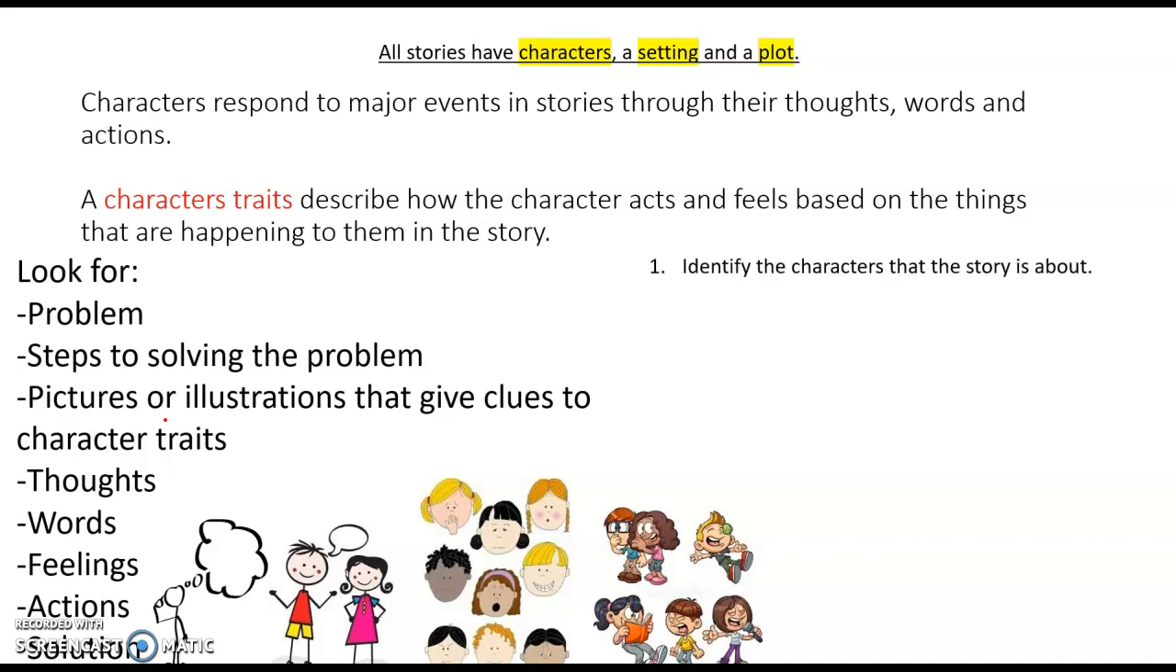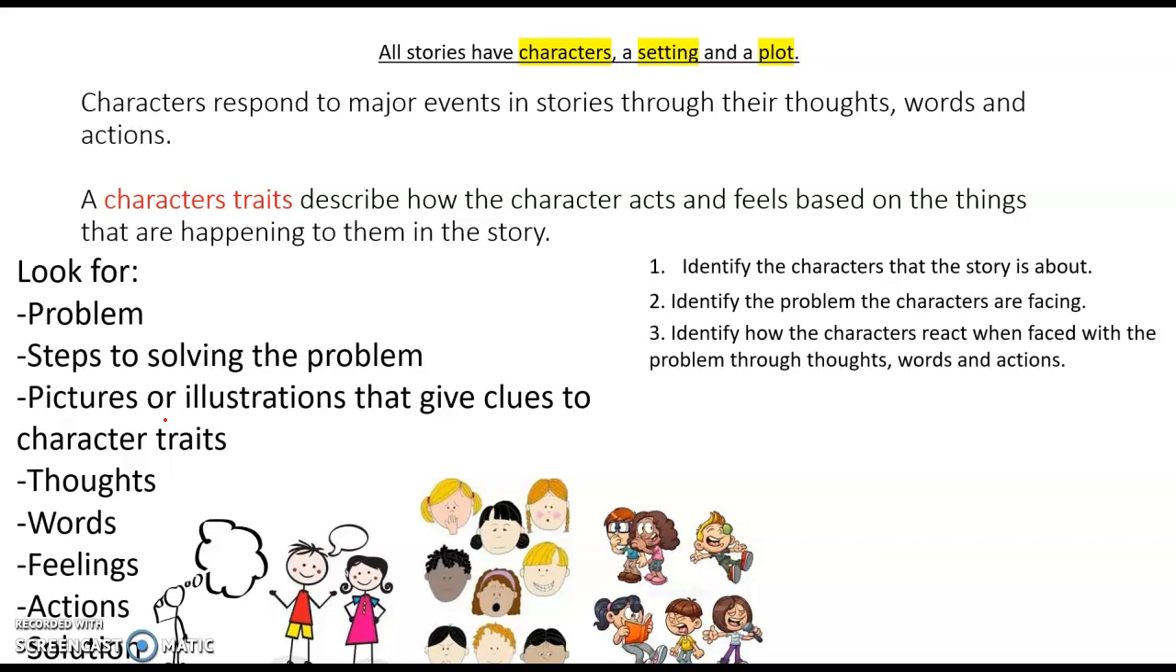So the first thing that we really need to do is identify who are the characters. Then we need to identify the problem that they're facing. Next, we identify how the characters react when they're faced with the problem. So remember, they're reacting through thoughts, words, and actions.